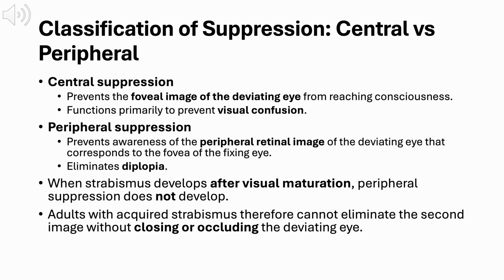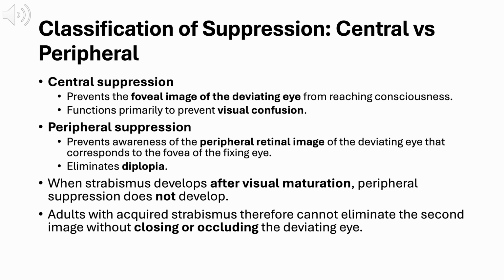This slide breaks suppression down by where in the visual field it acts and what problem it's solving. Central suppression blocks the foveal image from the deviating eye from reaching awareness. Its main purpose is to prevent visual confusion, which would occur if two different objects were perceived in the same visual direction. Peripheral suppression works differently. It blocks the peripheral retinal image from the deviating eye that would otherwise correspond to the fovea of the fixing eye. By doing this, it eliminates diplopia.